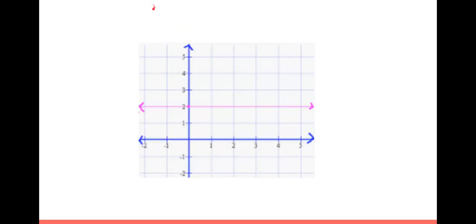This one right here, if you think back to your 4 types of slope, you don't have to calculate anything. I see a horizontal line, so this is a 0 slope.